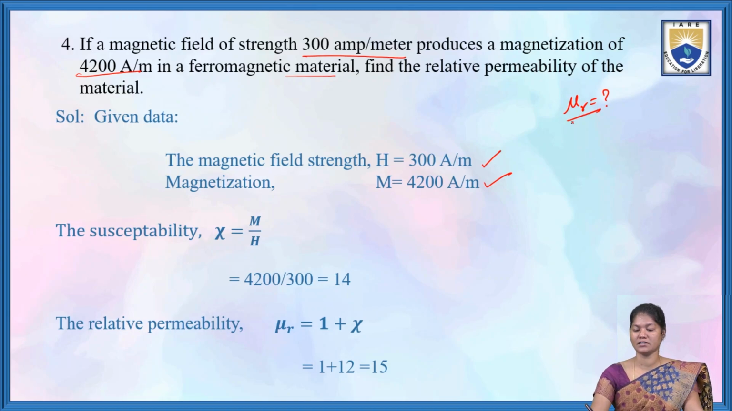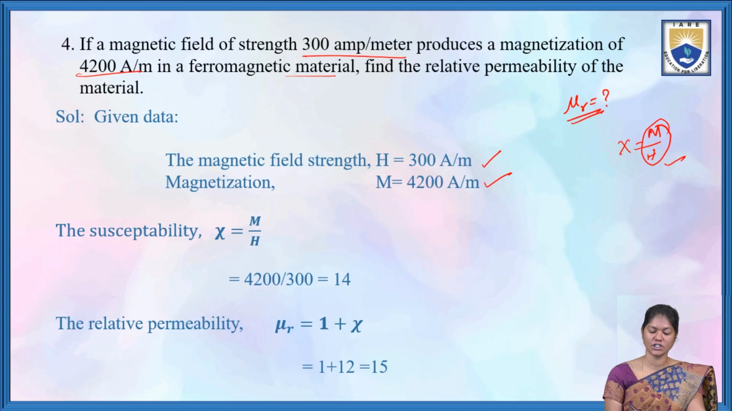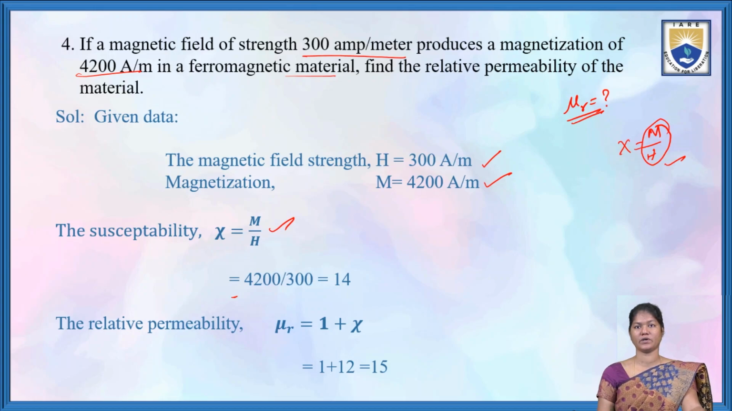So to calculate the relative permeability, we should know the susceptibility value. So susceptibility chi is equal to M by H. So we have the values of M and H, so it is easy to calculate the susceptibility. So the susceptibility formula chi is equal to M by H. So substituting the values of M and H, 4200 divided by 300 is equal to 14.